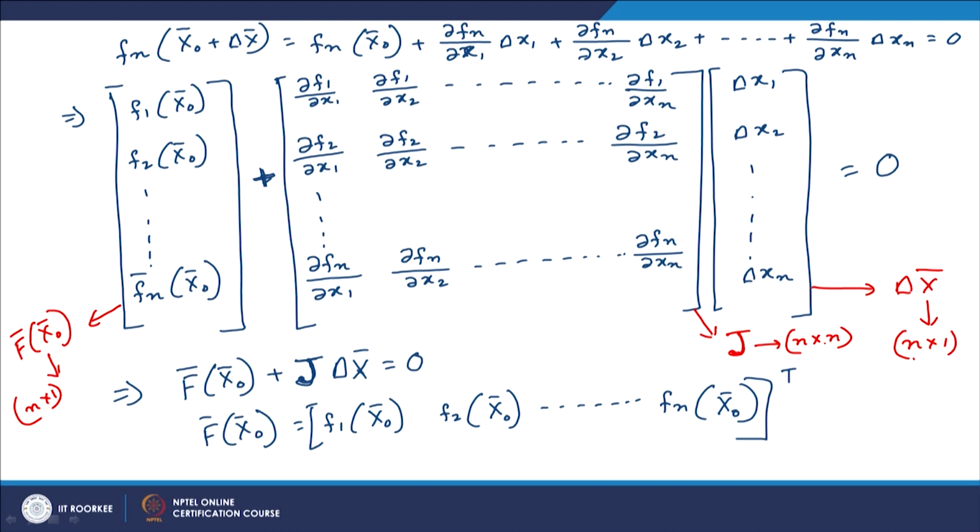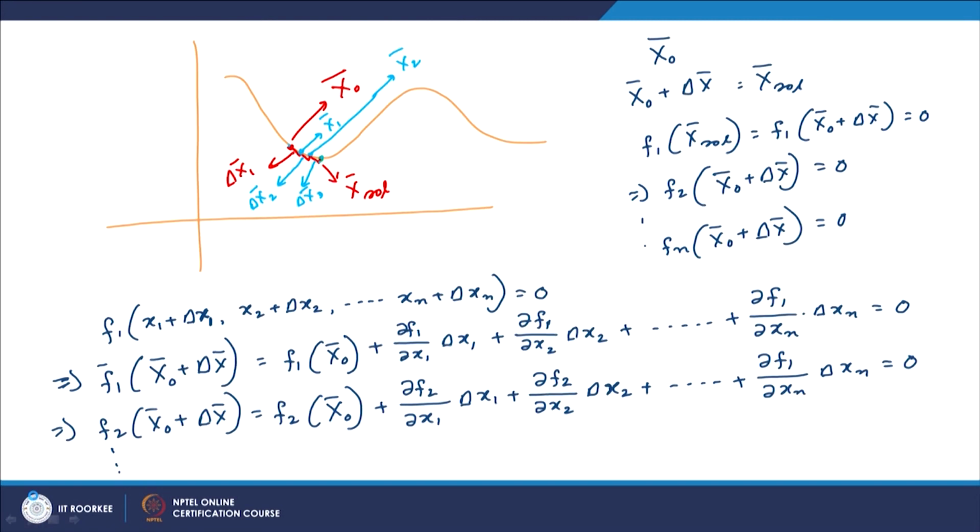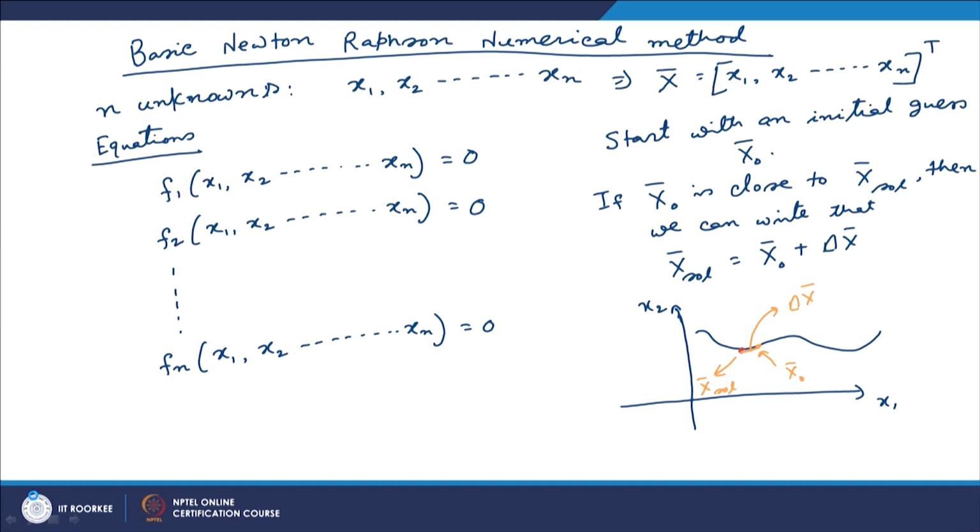Now, in this expression, what is meant by f1, which is a function of x naught? It means that I have a function f1 of x1, x2, up to xn equal to 0. So this equation can be written as f1, a vector function of x, is equal to 0, where this vector x is already defined.